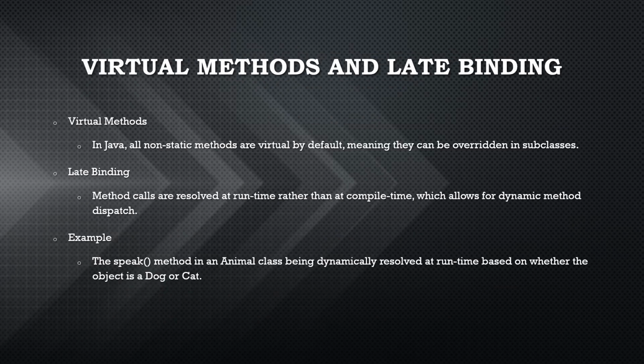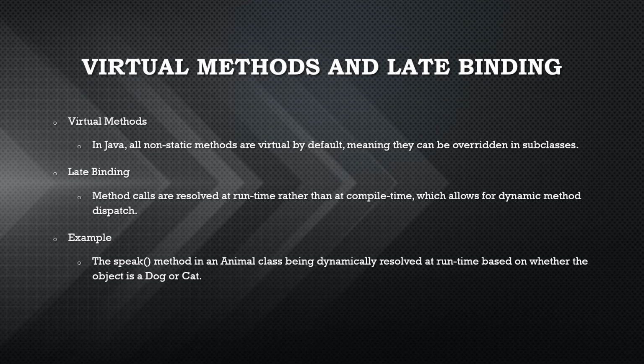In Java, all non-static methods are considered virtual by default, meaning they can be overridden in subclasses, enabling dynamic behavior based on the object type at runtime. This leads to the concept of late binding, where method calls are resolved at runtime instead of compile time, allowing for dynamic method dispatch. For instance, consider a speak method in an animal class that could be dynamically resolved based on whether the object is a dog or a cat. When you invoke the speak method on an animal reference pointing to a dog object, it will execute the dog's overridden version of speak, and similarly for a cat object.